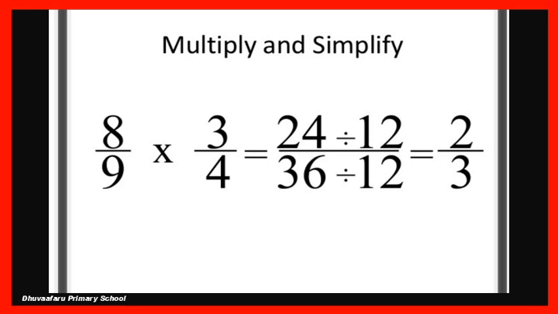Multiply and simplify. 8 by 9 times 3 by 4 equal to 8 times 3 is 24. 9 times 4 is 36. So 24 divided by 12 equal to 2. 36 divided by 12 is equal to 3.